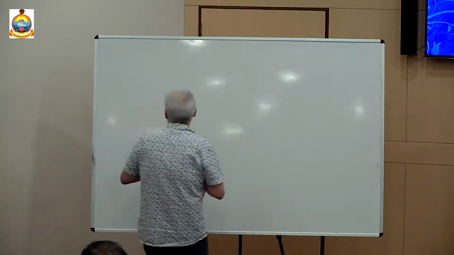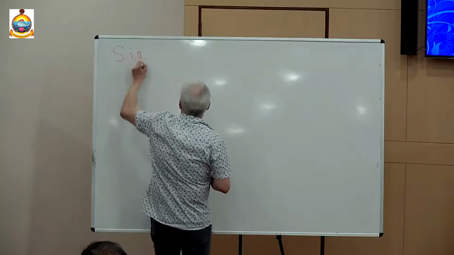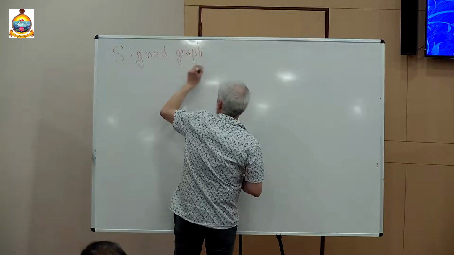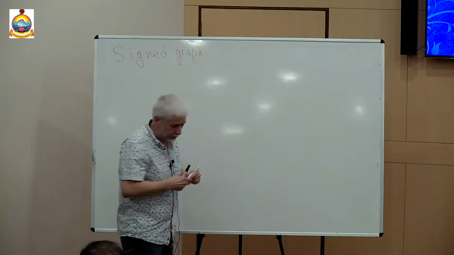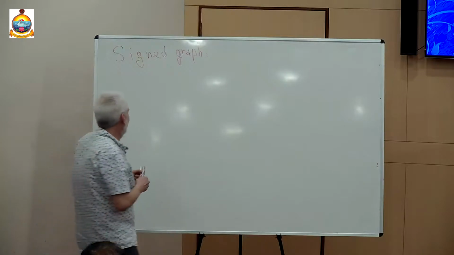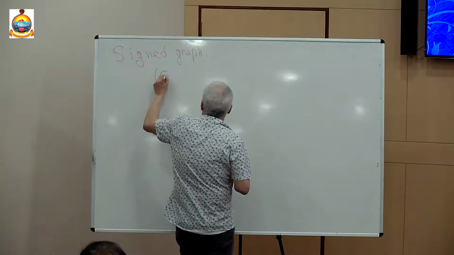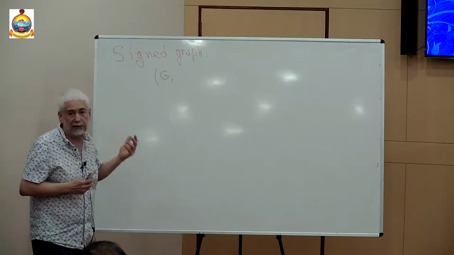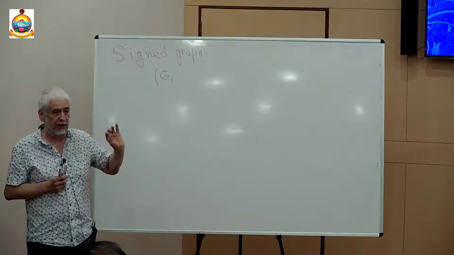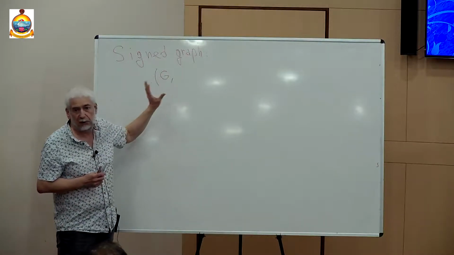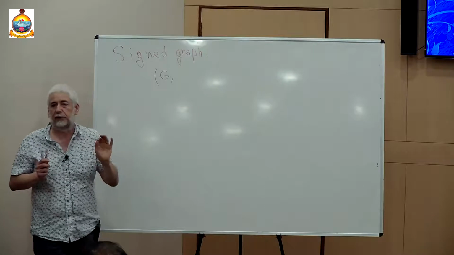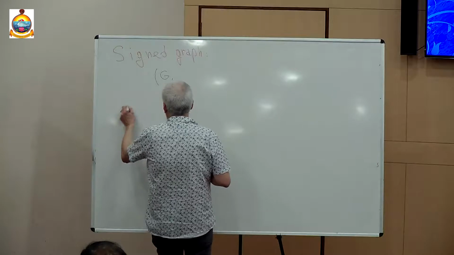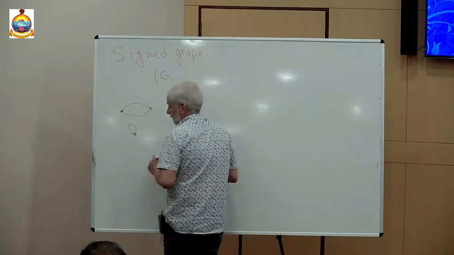So let me start with this notion of signed graph. So what is a signed graph? It is a graph. So G is a graph. Usually we just deal with simple graphs with no loops and no multiple edges. But here I will speak about general graphs. So we may have parallel edges, this kind of thing is allowed, and we may have loops also.